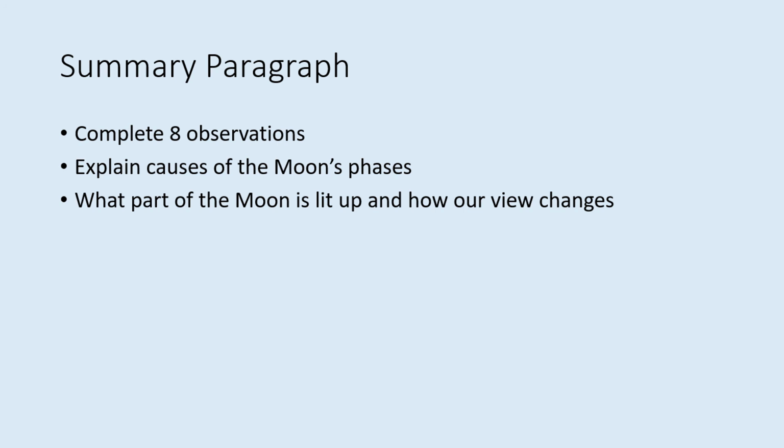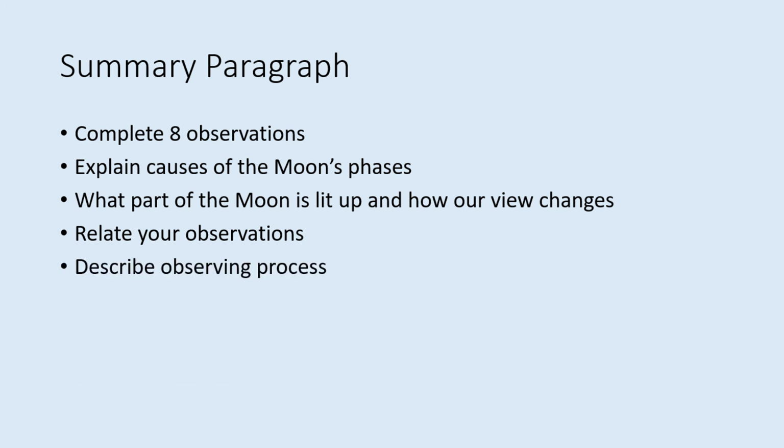You should also talk about how your own observations relate to this. Be specific about what you saw on some of the dates and how that relates to the moon's location in its orbit and what time of day it was up. Finally, say a little about the observing process itself. Did it all work the way you expected? What surprised you and what didn't? And what did you learn from all of this?